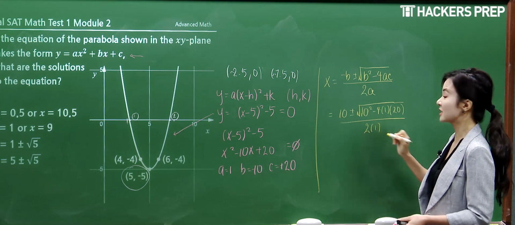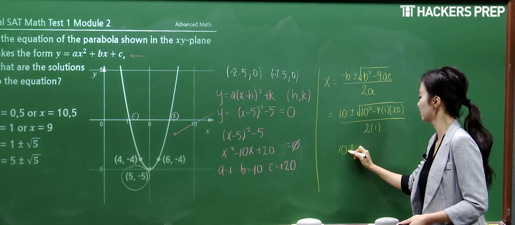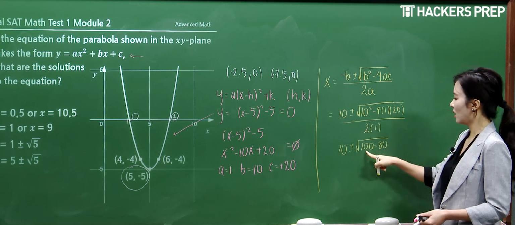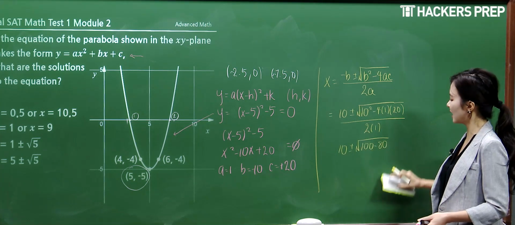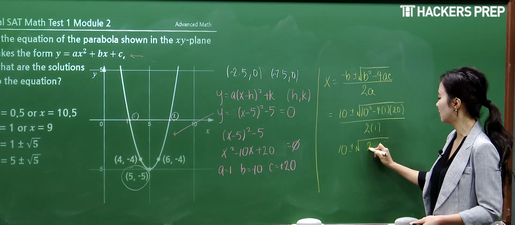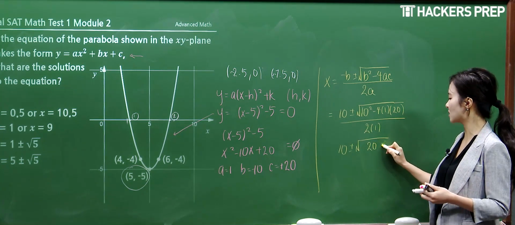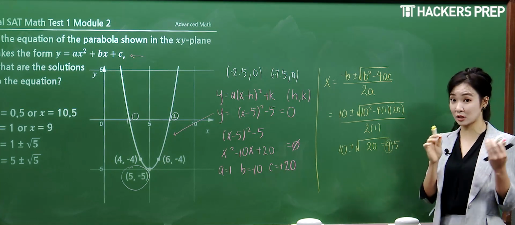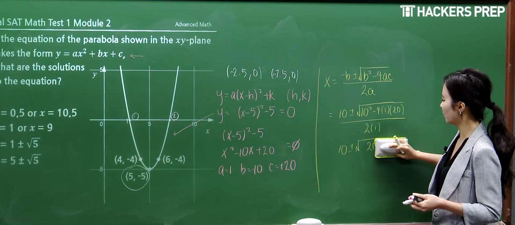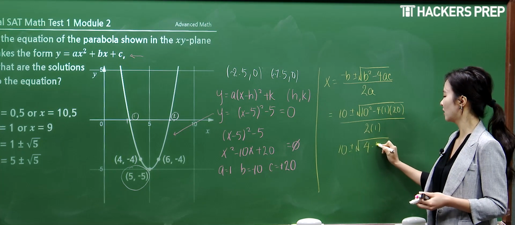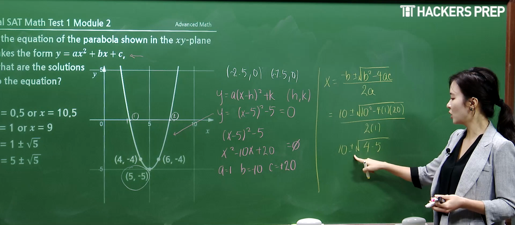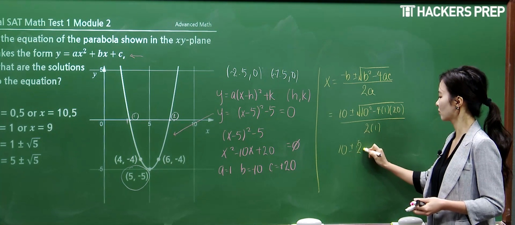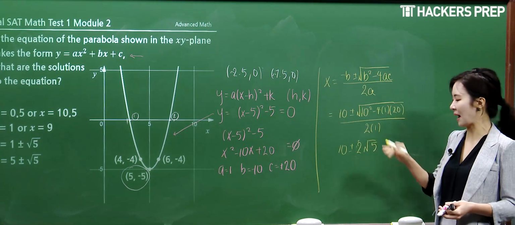Okay, let's keep doing the work here. Now, within the square root, this is going to be 100 minus 80, so I'm just going to simplify that to 20, which actually can be rewritten as 4 times 5, right? And the reason why I want to focus on 4 is that it's a perfect square. So the square root of 4 times 5 is going to be equal to root 4 times root 5, which is 2 root 5, okay?